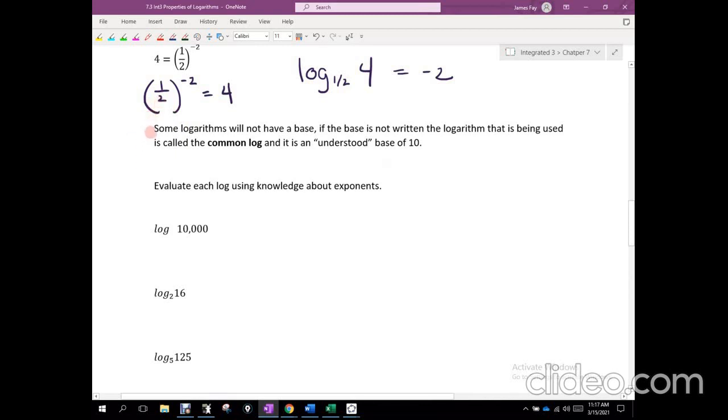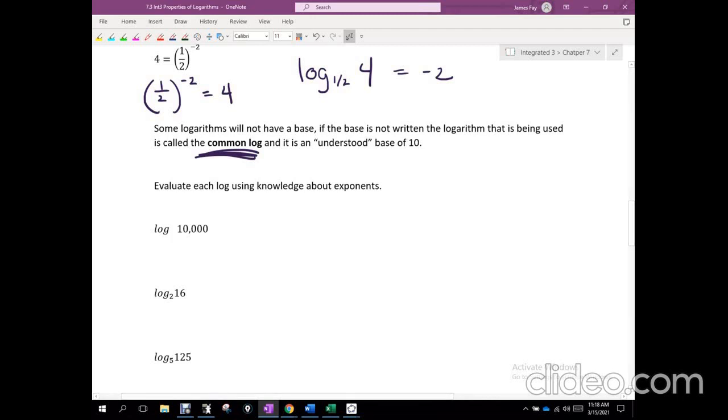As we go through, there's some notation that we have to pay attention to. Some logarithms will not have a base. Okay, or at least the base will not be expressed to you. So if the base is not written, the logarithm that is being used is called the common log. Common referring to like the usual, right? Whenever something is common, it's just usual. That's what we expect. Okay. So when we're talking about the common log, it is an understood base of 10.